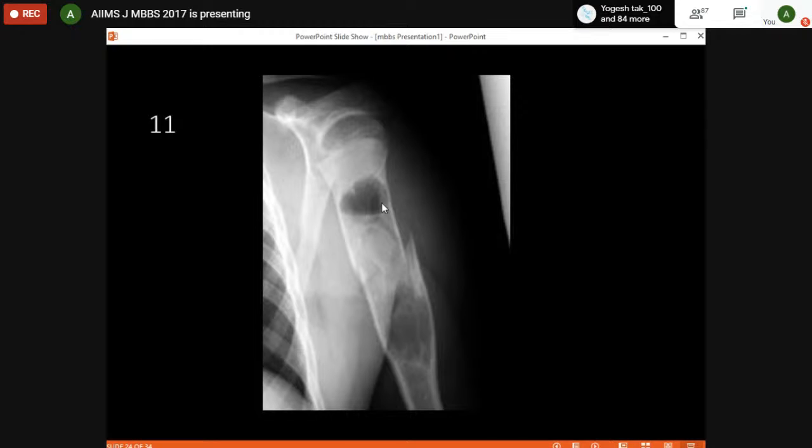What is this here? Shoulder and upper humerus are being shown to you. What can you see here? Can you see something? Can you see something abnormal, something expansile here in the humerus? And can you see a fracture line?